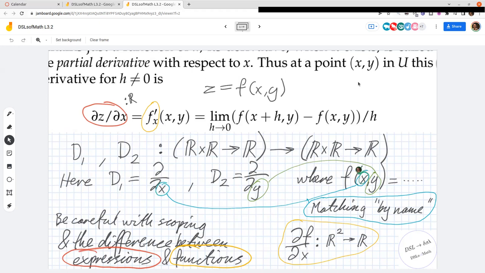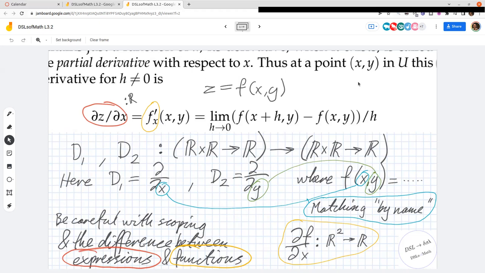And at least in theory, it should also mean that if I switch Y and X here, then this derivative should be not equal to D1, but equal to D2. So it really depends on where the name is used in the definition of the function. So this is matching by name. And I wrote the D2 as well here. So this is the partial derivative with respect to the variable y, which then assumes that it's the definition with a y used somewhere.